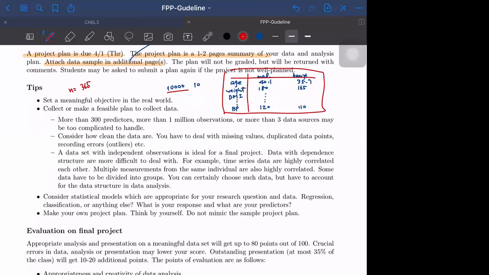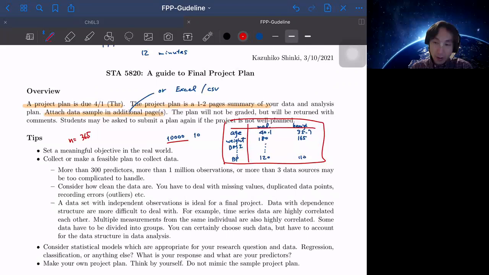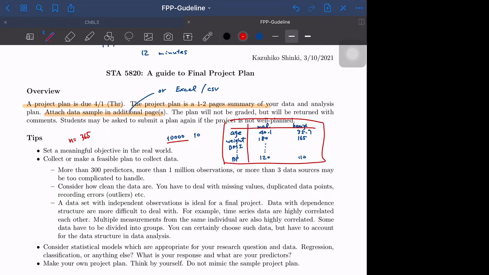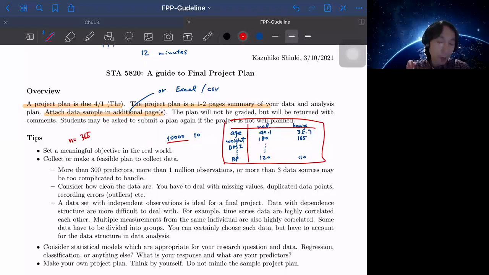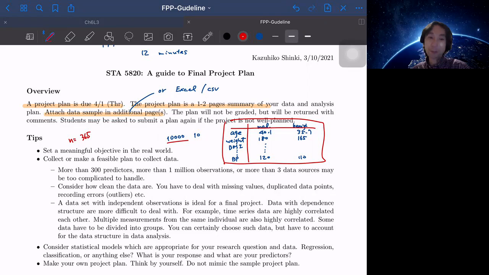Sorry, Professor, by independent data, you mean that we ourselves collect our data? Oh, I mean, I'm thinking about observations. So observations are independent. So two observations are not highly correlated to each other.